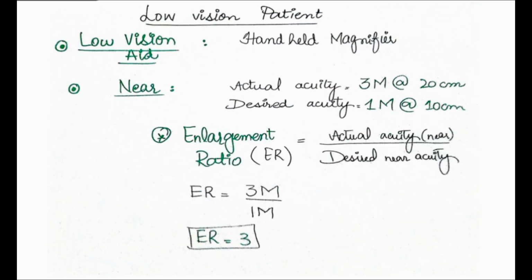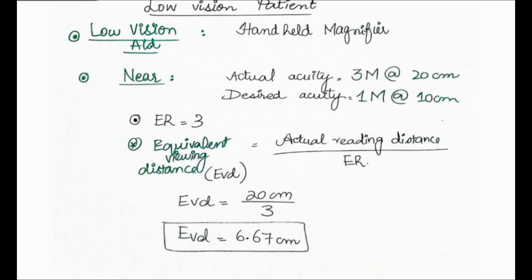For the enlargement ratio we have actual acuity over desired acuity, so we put the value 3M over 1M. We get the enlargement ratio, which has no units, and equals 3. So now we have the value 3, which is the enlargement ratio. Now I can put the enlargement ratio value into the formula for the equivalent viewing distance, which was EVD equals actual reading distance divided by enlargement ratio.